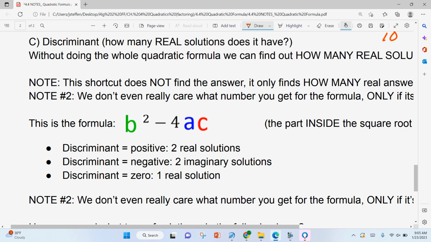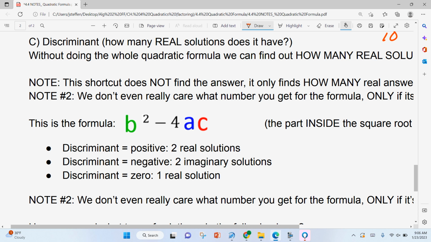Did you get 1 answer? Did you get 2 real answers? Or did you get 2 imaginary answers? You could use the quadratic formula for this. Note, the shortcut does not find the answer. It only finds how many answers. So I have some students that will do this and say, so the answer is 10. No, the answer is not what you're finding with this. It just tells you how many answers you find.